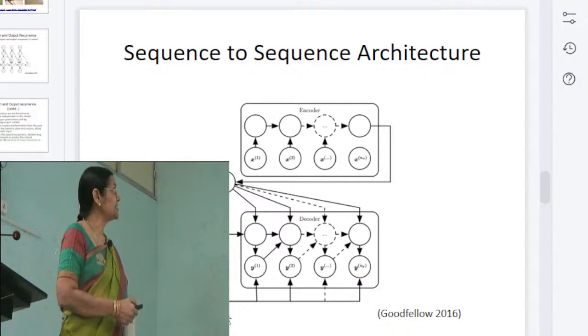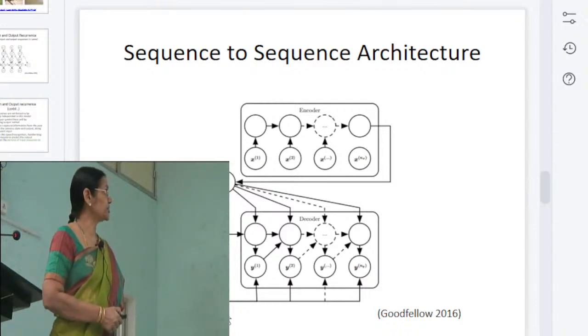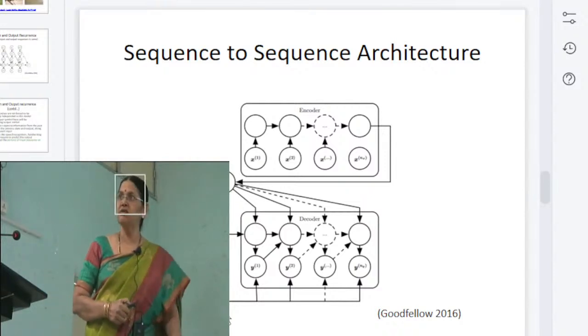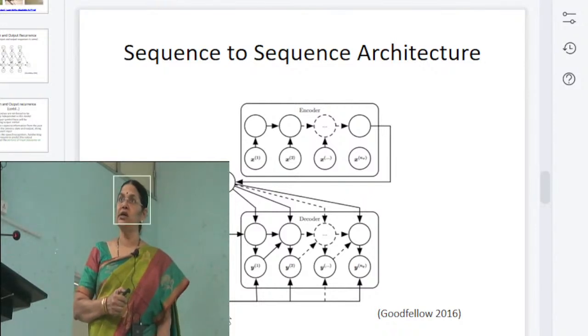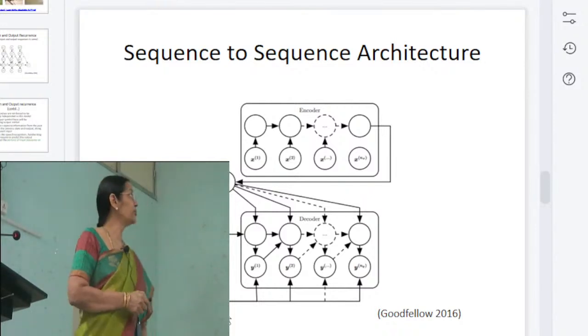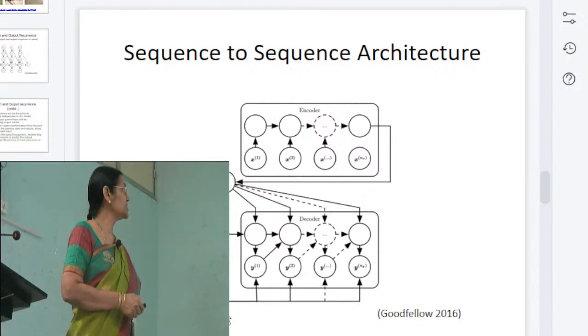So, the next is sequence to sequence architectures. All the sequence to sequence architectures will have a common structure, that is an encoder and a decoder. The encoder processes the input. So, this is the input sequence, being processed by the encoder, and the encoder has generated a context vector, and this context vector is given as input to the decoder.